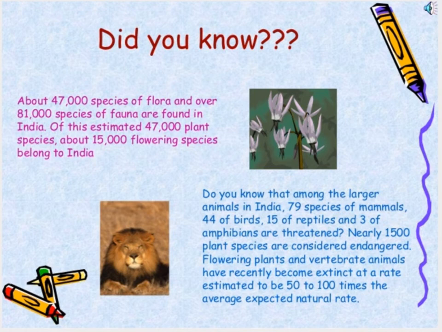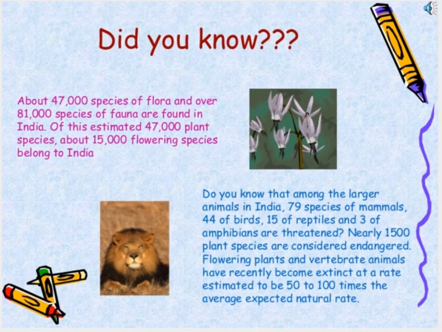Nearly 1500 plant species are considered as endangered. मतलब 1500 plant species already endangered की category में है. That means they are already on the verge of extinction. Flowering plants and vertebrate animals. Now what is vertebrate animals? Those animals which have spinal cords in them.